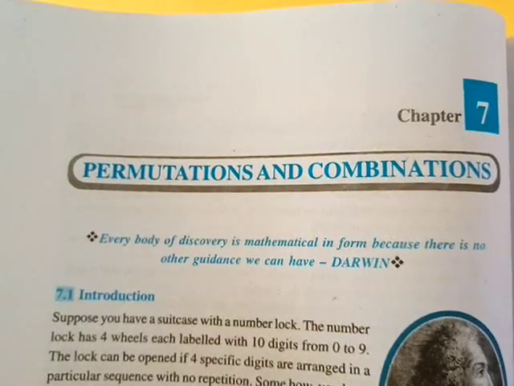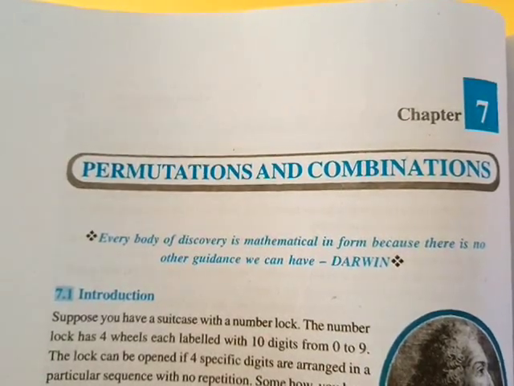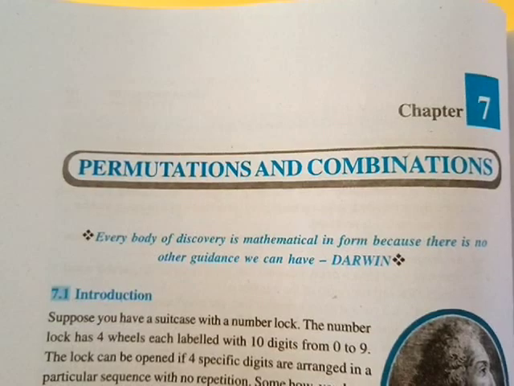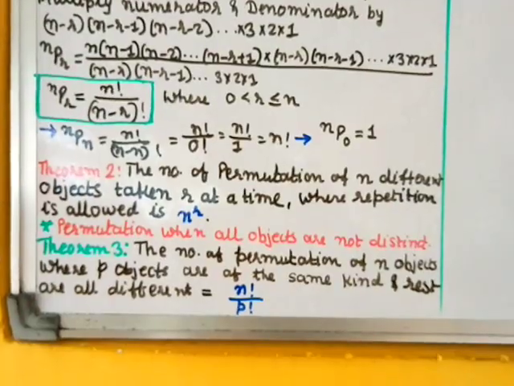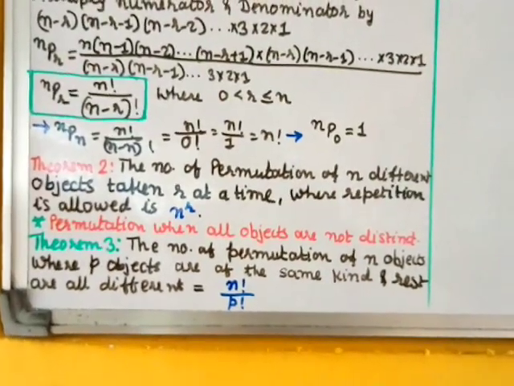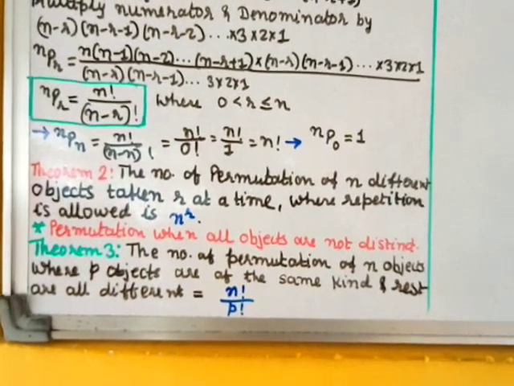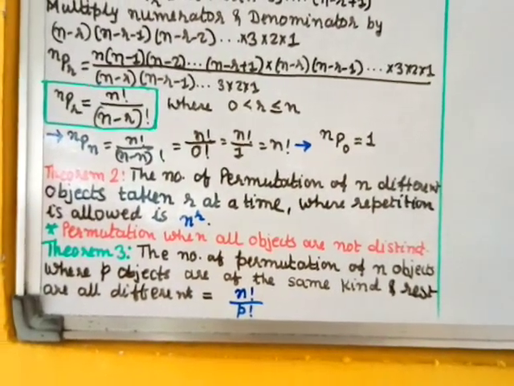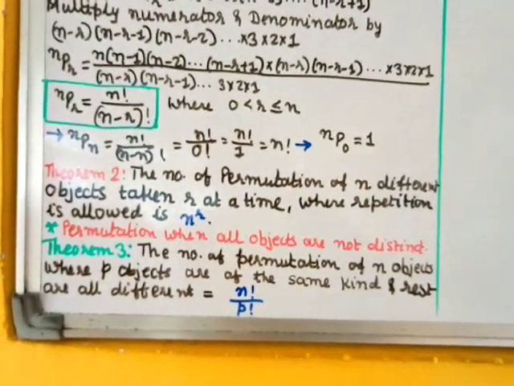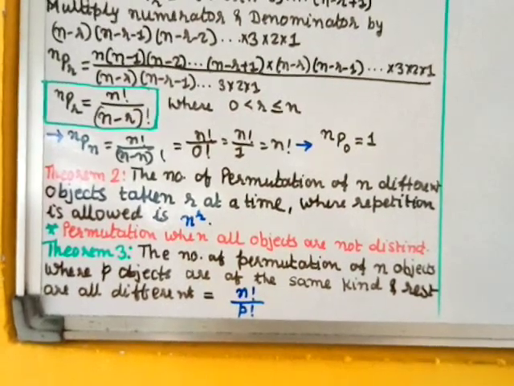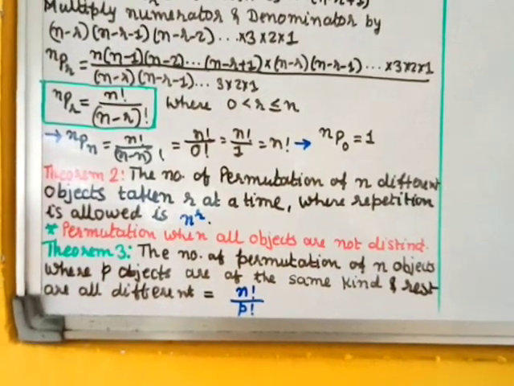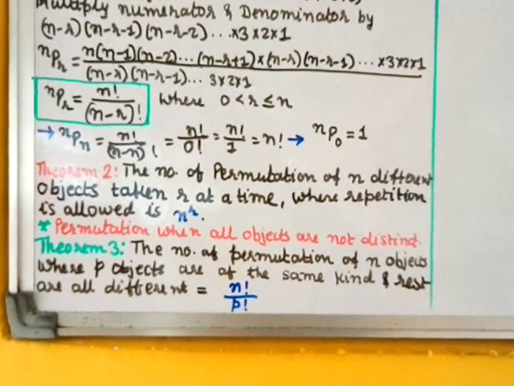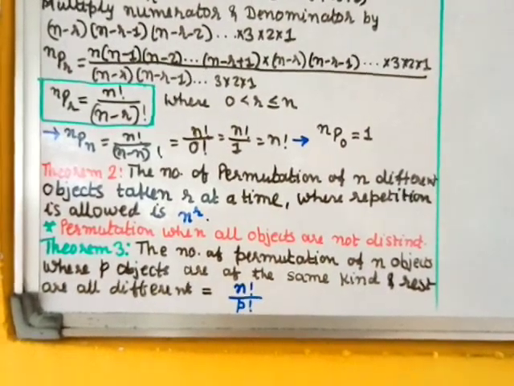We shall begin chapter 7 of mathematics class 11, permutations and combinations. Suppose you have a suitcase with a number lock. The number lock has 4 wheels, each labeled with 10 digits from 0 to 9. The lock can be opened if 4 specific digits are arranged in a particular sequence with no repetition.